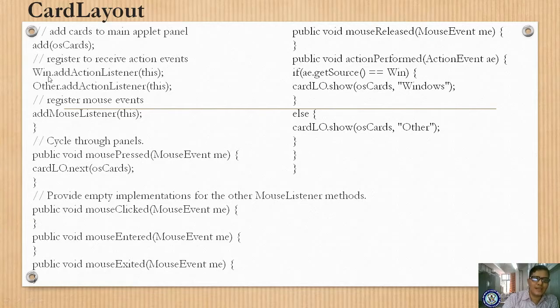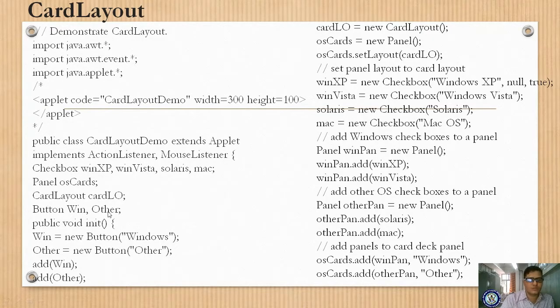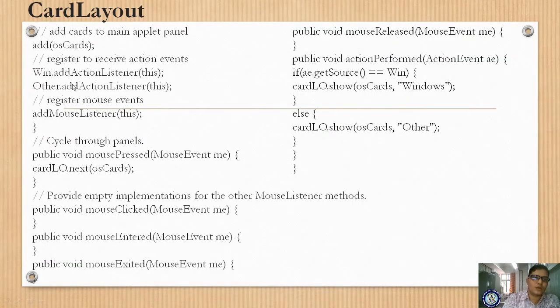Whenever you click win, what is the win actually? Yes, what is win? It is a button. Whenever you click the button, some action has to take place. If you click the other button, some action has to take place. And you are generating some listeners, add mouse listeners. When you add mouse listeners on your containers, then some event has to be generated, right?